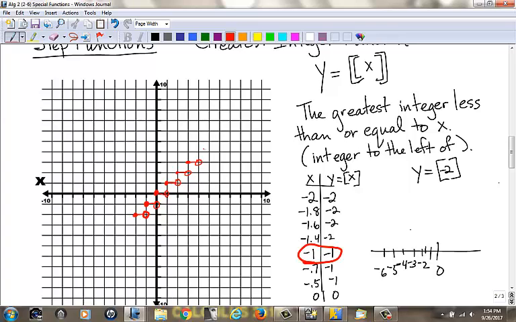I'm just graphing those ordered pairs. Okay, so like if I graph -1.8, -1.8 was -2, -1.6 was -2, -1.2 is -2. But as soon as you go to -1, it jumps up. Okay, so that's why you have to have an open circle. Okay, and then -1 is -1.